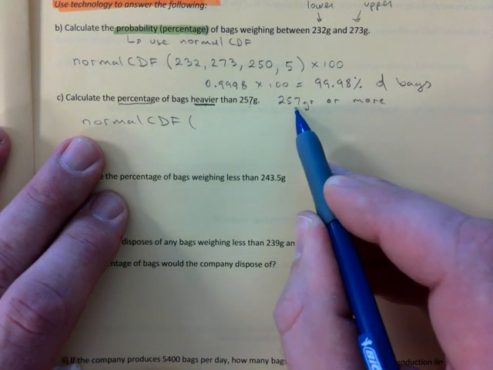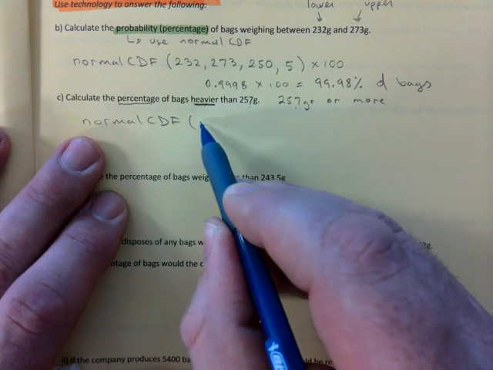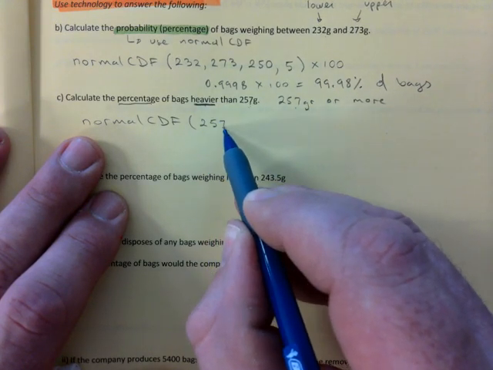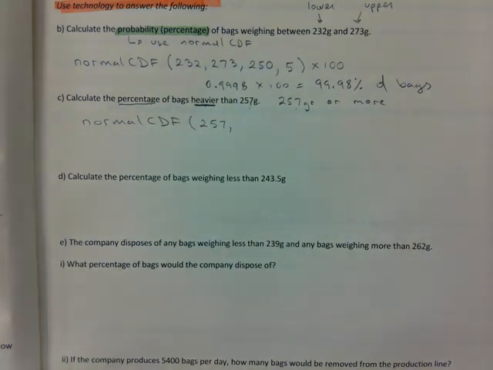It's 257 or more. This is actually a lower limit. So we go 257 or more. So Dirksen, what do we do there? What do we do with the "or more"? Just pick a big number. So like ridiculously big, right?